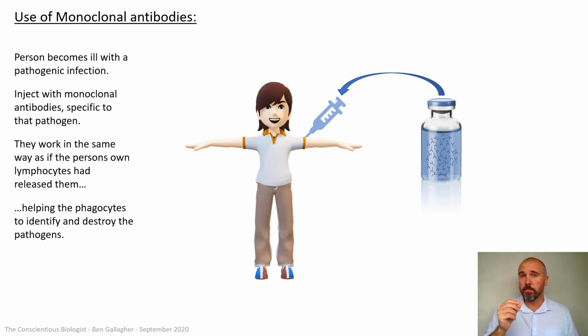If we can make monoclonal antibodies for that pathogen, then when a person becomes ill with that pathogenic disease, we inject them with the specific monoclonal antibodies to help their immune system recognize it and fight it, and they should get better quite quickly.